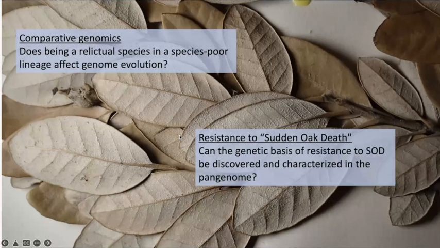So the main two questions are comparative genomics: does being a relictual species in a species-poor lineage affect genome evolution? And also resistance to sudden oak death: can the genetic basis of resistance to SOD be discovered and characterized in the pan genome?